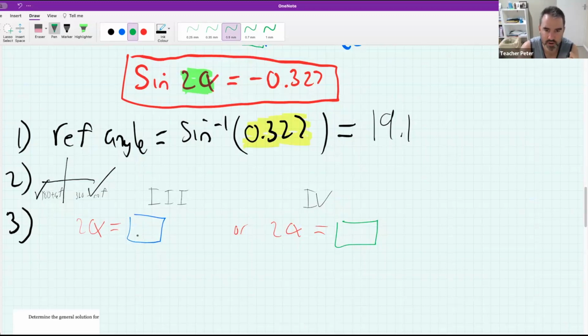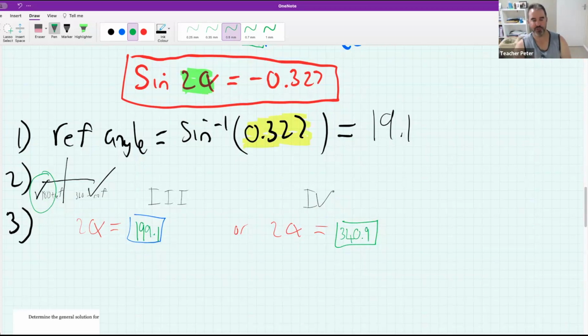So this is 180 plus, so this will be 199.1, because it's this one over here. And then this one should be 360 minus 19.1, which I think is going to be, someone can help me, 340.9. Yes, I'm feeling pretty confident about that.